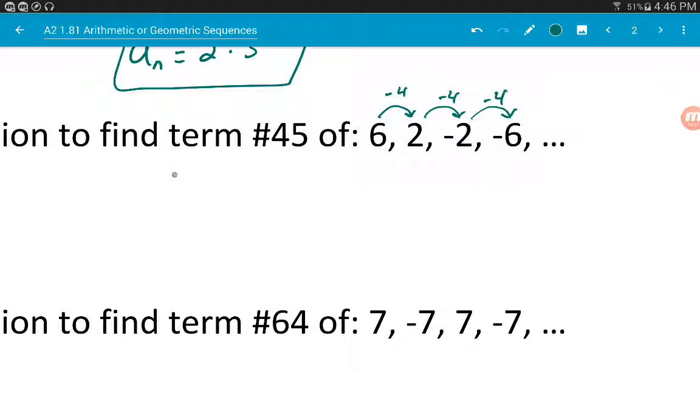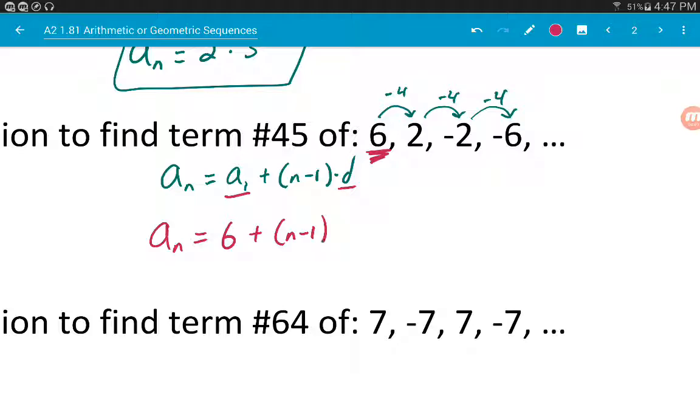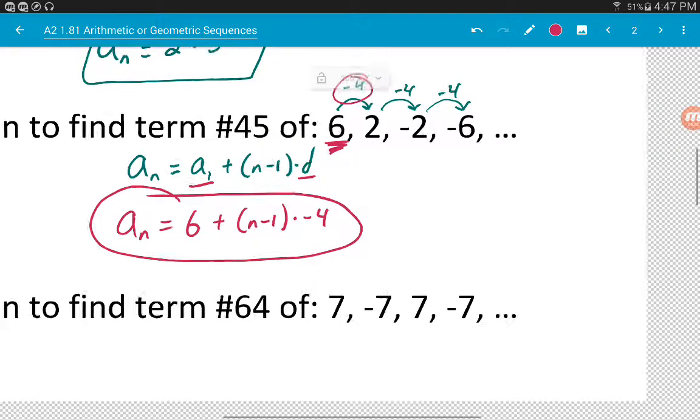Now this is arithmetic. What that looks like is this. A sub n is equal to a sub 1 plus n minus 1 times d, which is the common difference. And here are the two I need to find: a sub 1 and d. A sub n is equal to, well, the first term is 6 plus n minus 1, and the difference is the one that we already found. What are we doing every time? Subtracting 4, so that's times -4 at the end. This is the explicit sequence notation.